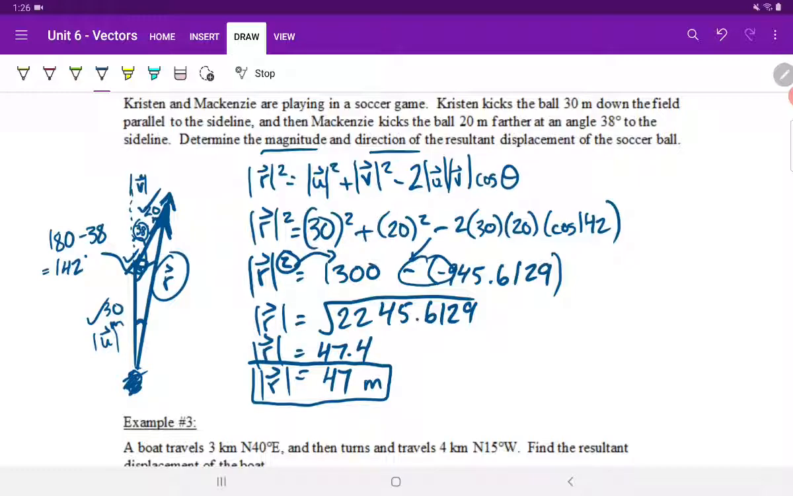Now the direction, like I said, if we just find this angle in here, that will also be our quadrant bearing because our initial vector was going towards the north, right? And the quadrant bearing is measured from the north. So I'll make some space right there.